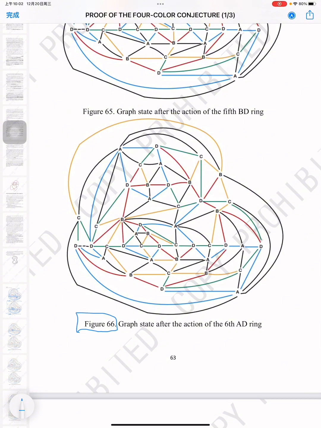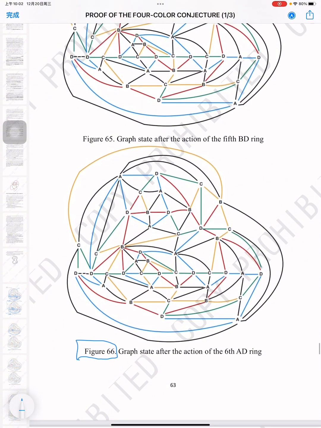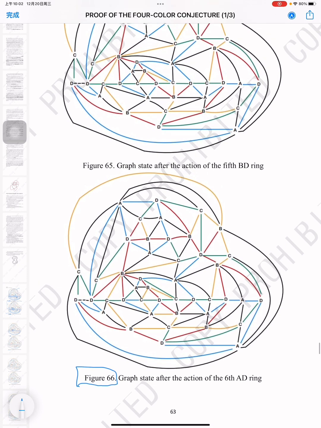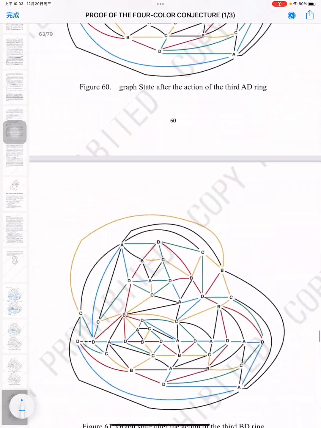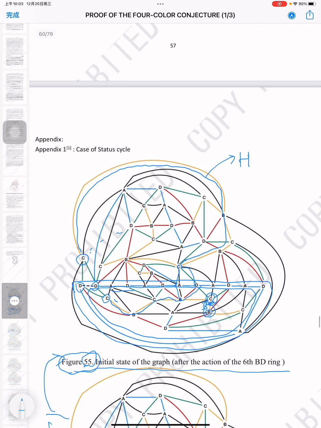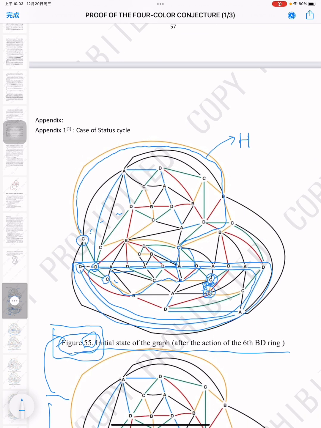And finally, in figure 66, after the BC change, the BC ring changed, the BD ring acted by AC swap. The state of the graph is changed to the initial figure 55.